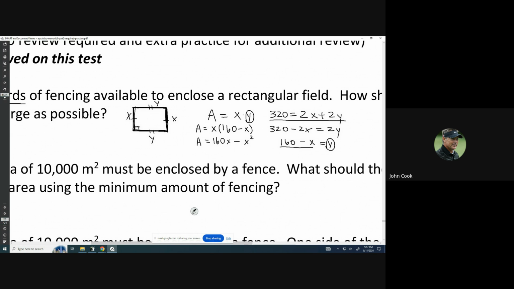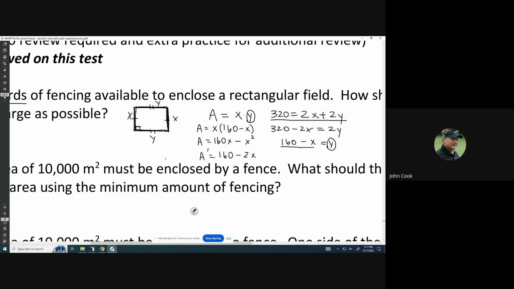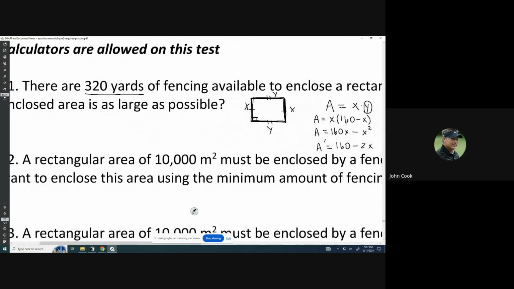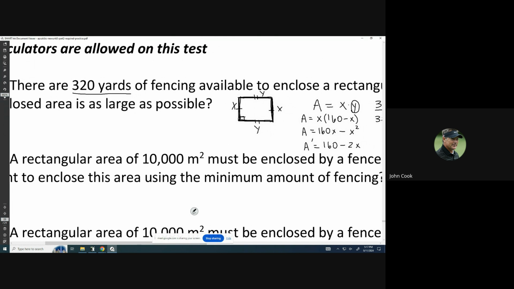Okay, and now I'm going to do the derivative. When I take the derivative, A prime is equal to 160 minus 2x. All right, so there we go. That's setting up pretty nicely. Now what we're going to need is the critical numbers and potentially any endpoints over any interval that's created from the context.